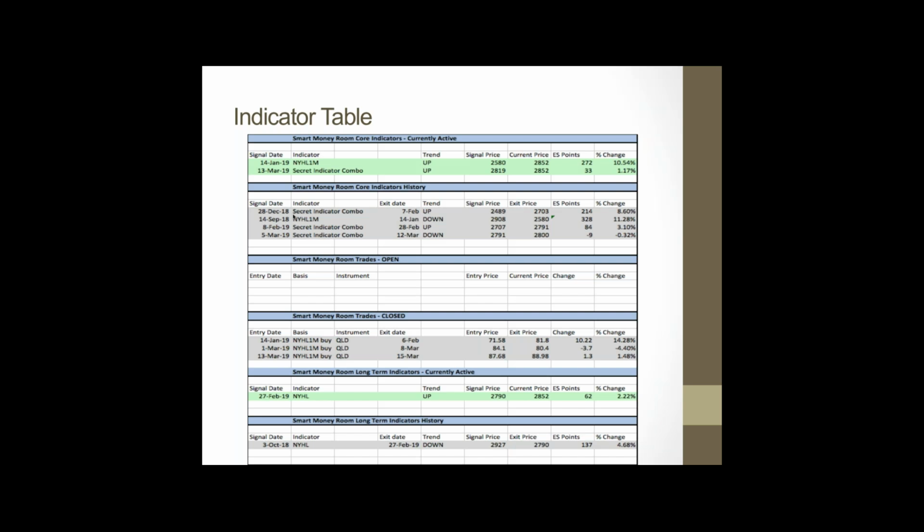In such a situation, you can actually just hedge your longs, or reduce your long position, whichever you're more comfortable with doing. A good example is the short that we had from last year. NYHL1M went down on 14th of September from 29.08. We only exited at 25.80, but then the secret indicator combo actually went to a buy at 24.89, so around 100 points earlier, right? So if you hedged over there, or if you reduced your position over there, you kind of saved around 100 points, right?